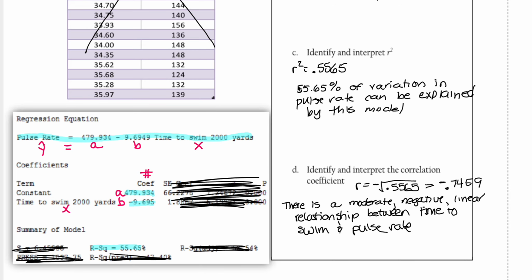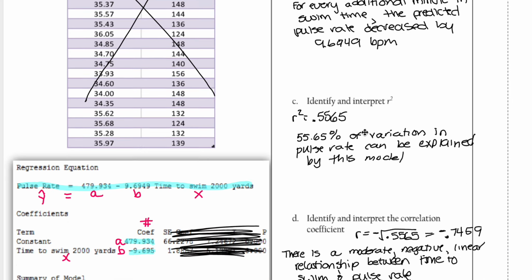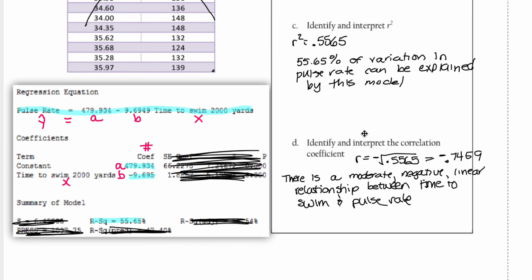So based on R squared, which is 55.65%, this is a moderate relationship. And because there is a negative sign in front of the r, this is a negative relationship. Because the regression line was already given to us as a linear model, we know it's a linear relationship also. So we will say there is a moderate, negative, and linear relationship between time to swim and pulse rate. So those are the 4 parts that FRQs will frequently ask you about the computer printout, like interpret the results.